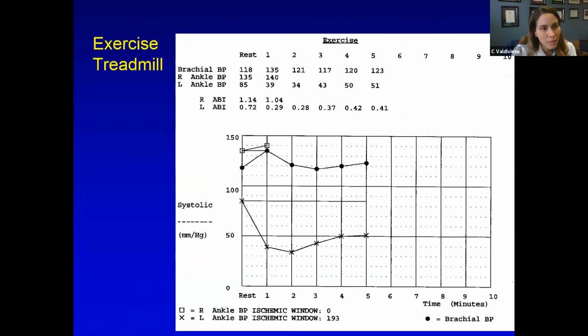So she actually underwent exercise treadmill testing to further define this more. As you can see here, this is rest. The brachial was 118, and then we had the right ankle at 135 and the left ankle at 85. So the right was a normal ABI at rest, and the left was diminished, as we had seen earlier. And then as we progress with exercise, we check it at 1, 2, 3, 4, 5 minutes progressively. The index for the left lower extremity steadily decreases with exercise. So this is similar to exercise-induced ischemia or exercise-induced angina on a stress test.